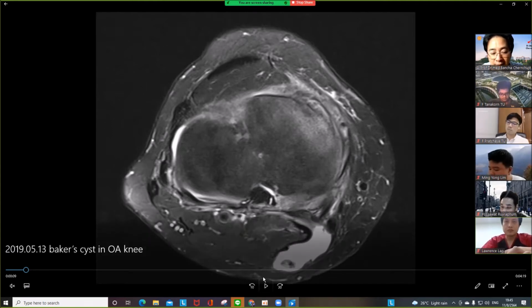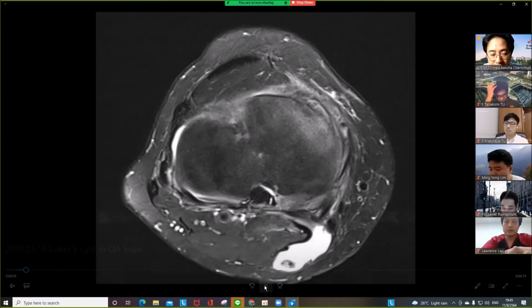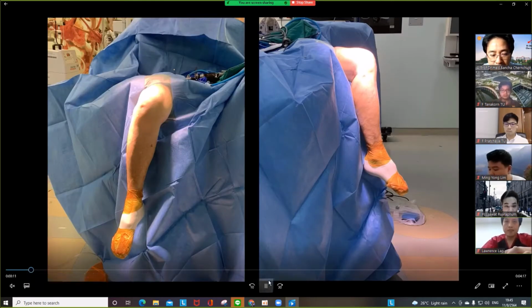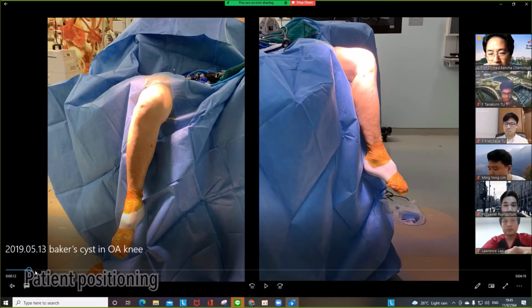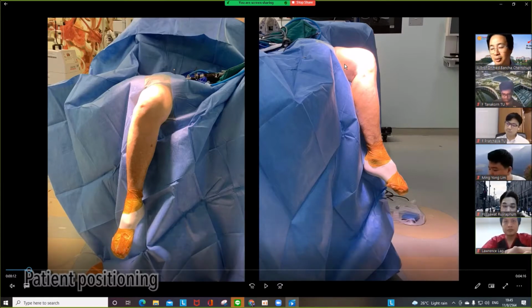So that's why I propose the technique of the Baker cyst surgery. Let's see. So you need this supine position. Break the table. Make sure that you can approach to the back freely. The knee needs to bend 90 degrees.